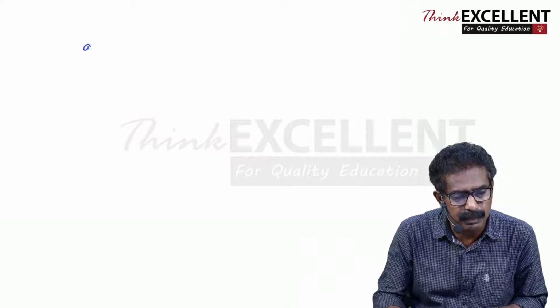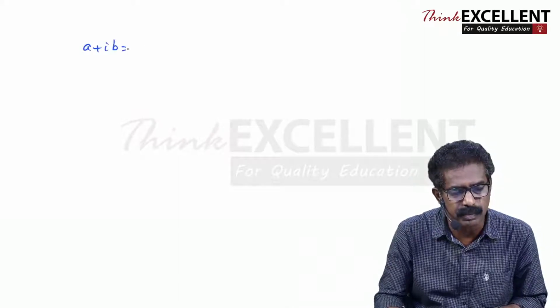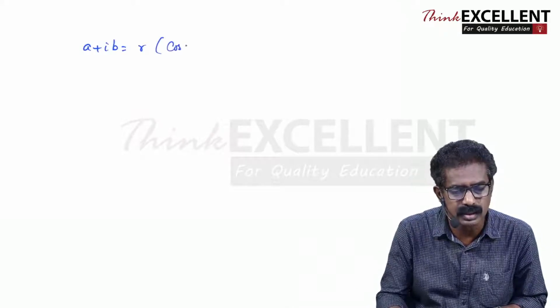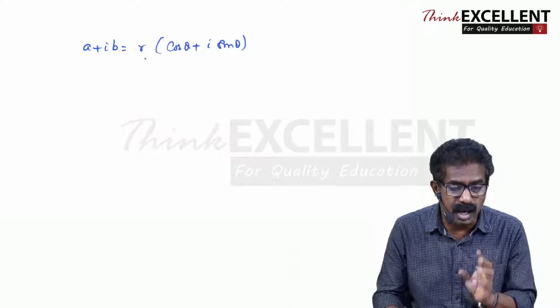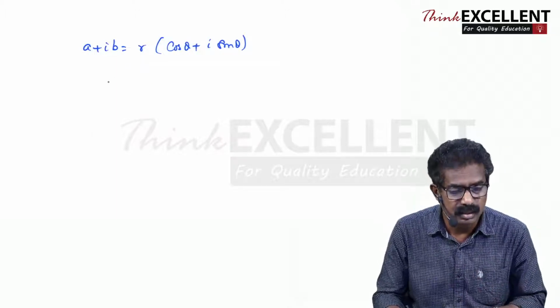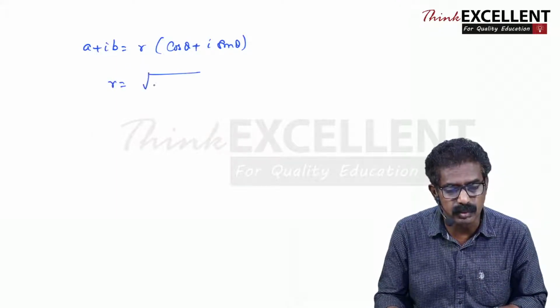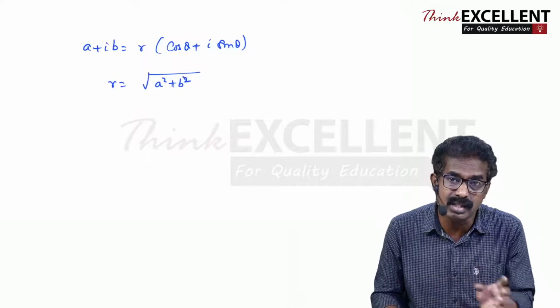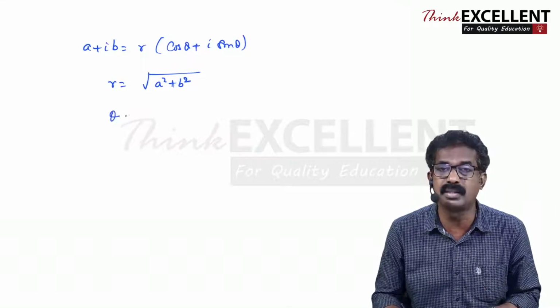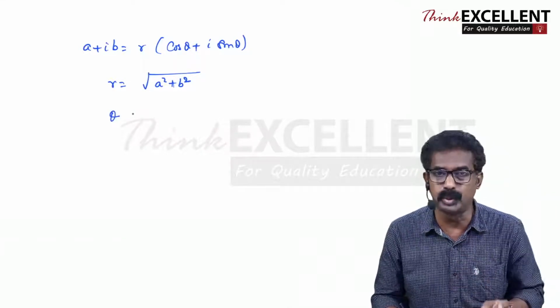The complex number a plus ib can be written in the form r into cos theta plus I sin theta. So like this also you can write the complex number. Here r is the modulus, with the formula root of a square plus b square. You can find it very easily. But normally students find it difficult to find the argument. Theta is the argument, or another name, amplitude.